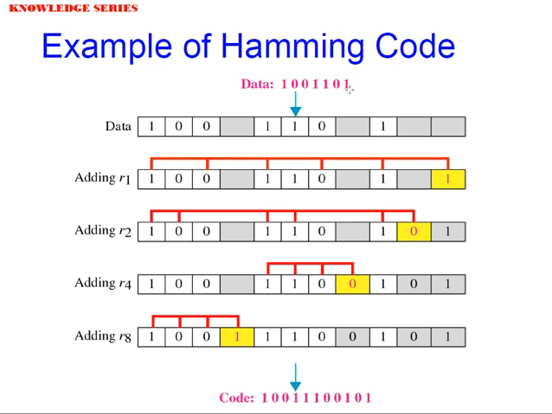So here, the data bits are being shown in different positions. You can see 1 is here, 0 is here, 1 is here, 1 is here, 001. That means it is 7 bits of data, and this 7-bit data is being placed here.